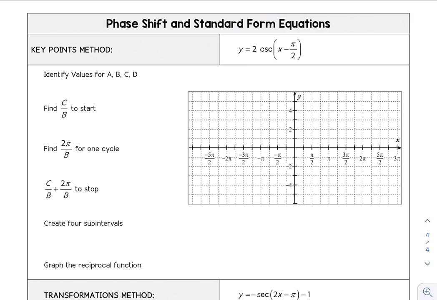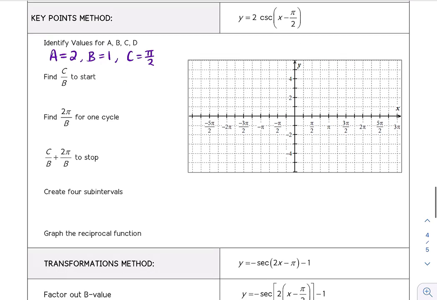So first, identify your different values. A, the amplitude, is 2. B is 1 in front of x. And C is pi over 2, and we do not have a D value, so we don't need to incorporate that here.